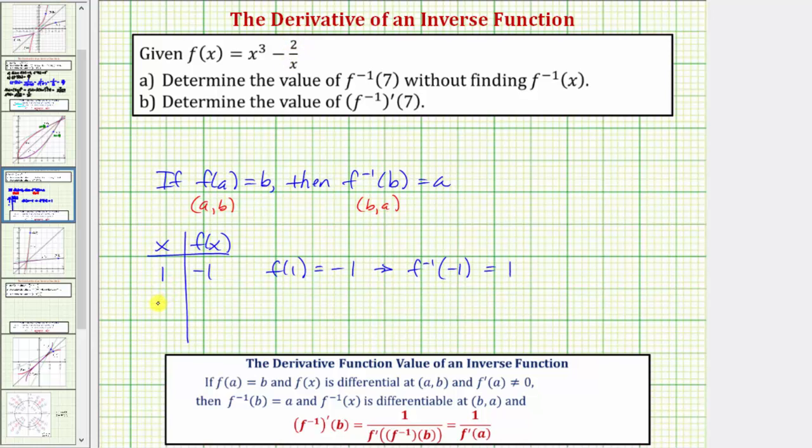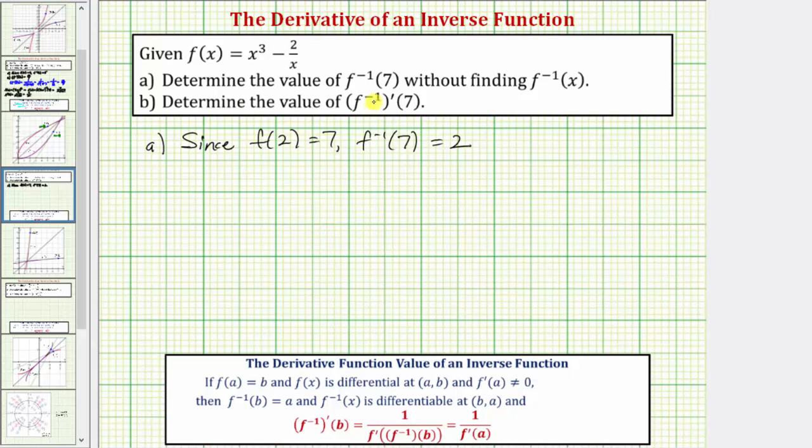Let's try x equals 2. And let's show some work on this one. f of 2 would be equal to 2 cubed minus 2 divided by 2, which would be 8 minus 1, which does equal 7. So now we know f of 2 is equal to 7, and because f of 2 equals 7, we also know f inverse of 7 equals 2, which is the function value we're trying to find for part A. So for part A, we'll say since f of 2 equals 7, f inverse of 7 equals 2.